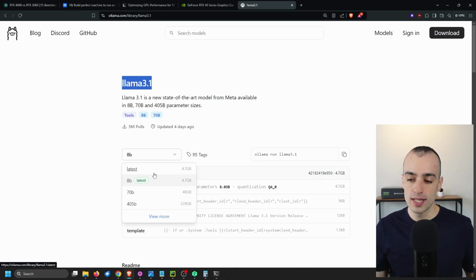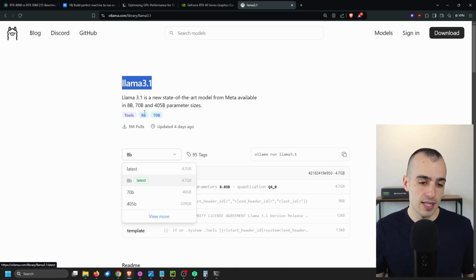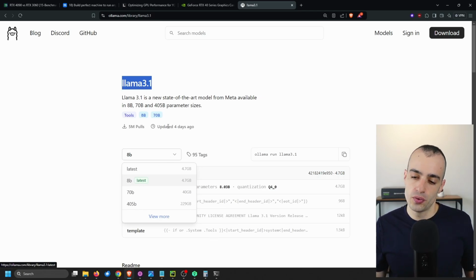So the smallest one is 8 billion parameters with 4.7 GB of memory. We have the 70 billion parameters, which is 40 GB of memory, and then 405 billion parameters, 229 GB of memory. So this 405 must be only, unfortunately, run on a server. We cannot run that. We can for sure run the 8 billion.